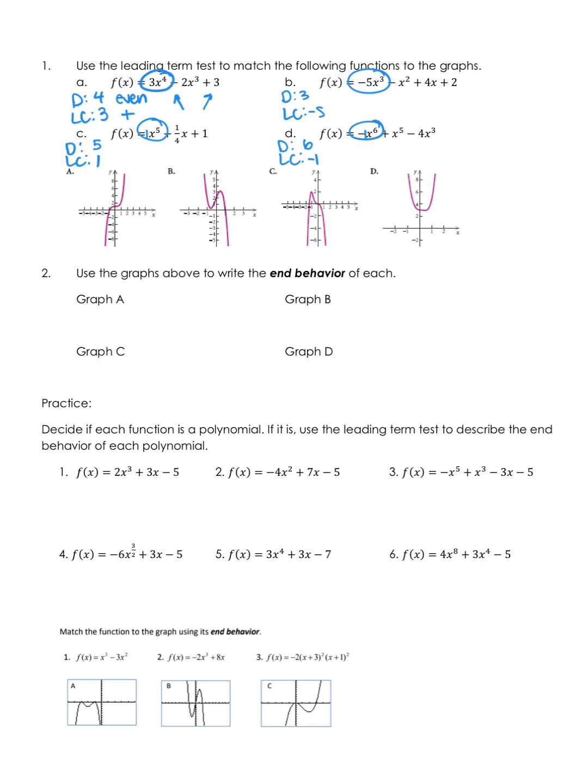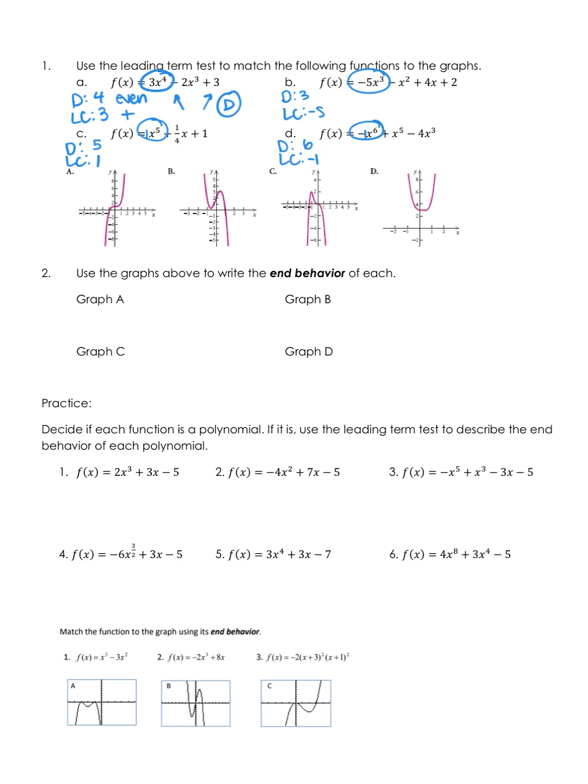Which one ends both going up? A, B, C, or D? Does this one end with them both going up? No, they both go down, right? Which one ends with them both going up? D does, right? So as we go to the left, this goes up. As we go to the right, this goes up. Okay, so this is D.